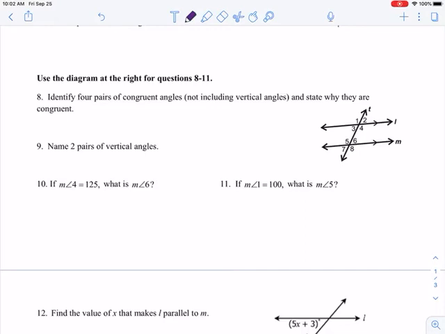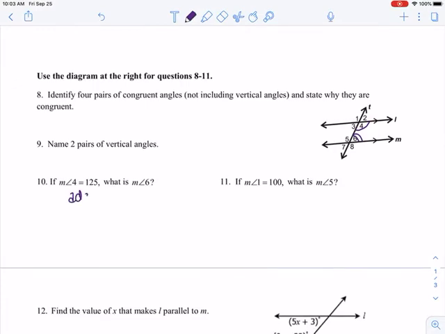For 10, you're given something about the measure of angle 4 and the measure of angle 6. Those are interior angles on the same side of the transversal. The thing that's special about them is that they're supplementary, so they're going to add to 180. For number 11, you're given something about the measure of angle 1, and you want to know something about the measure of angle 5. Those are corresponding angles, and the thing that's special about corresponding angles is that they are equal.